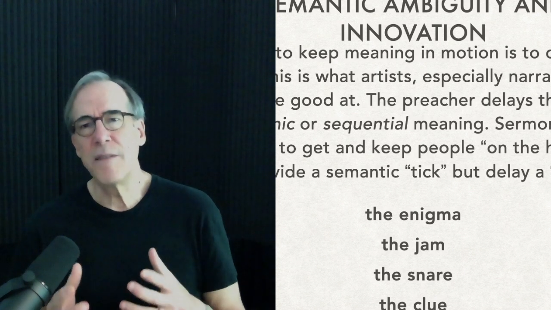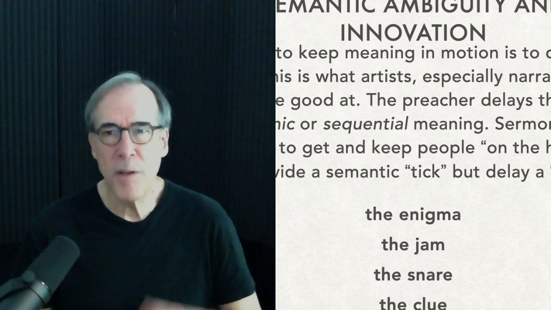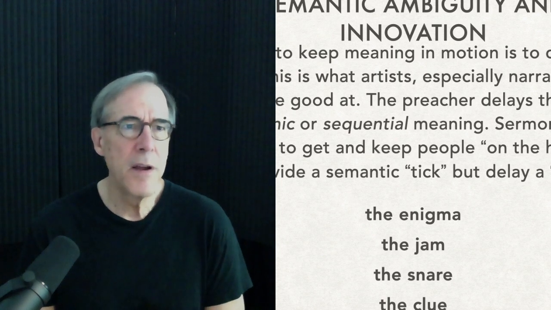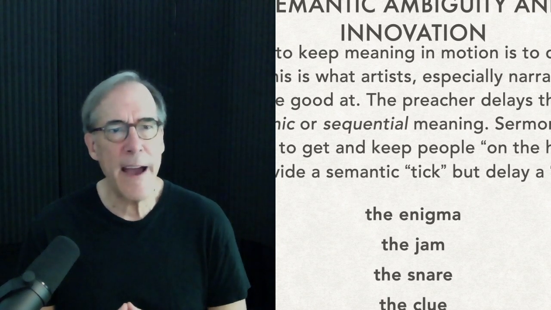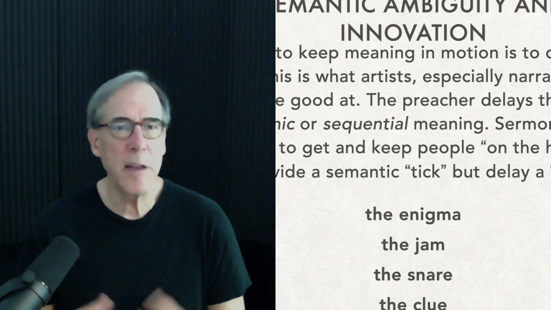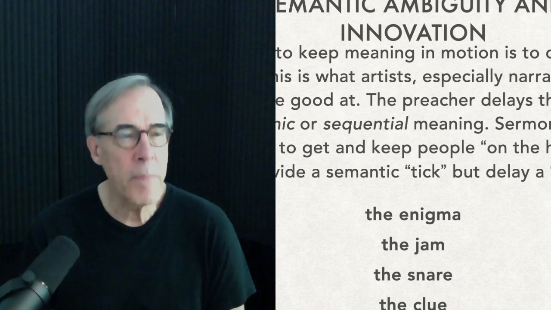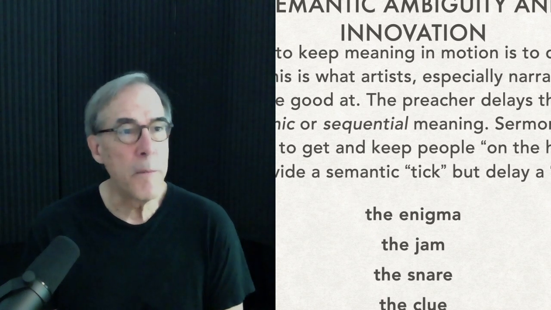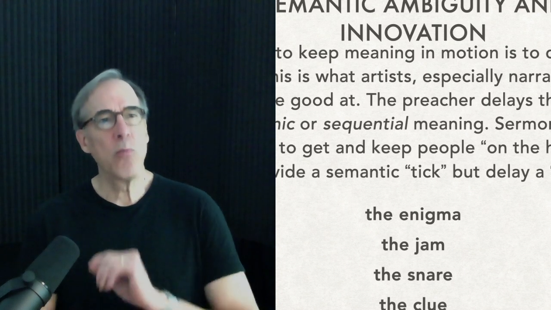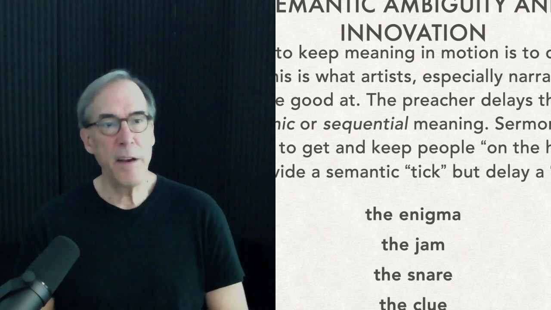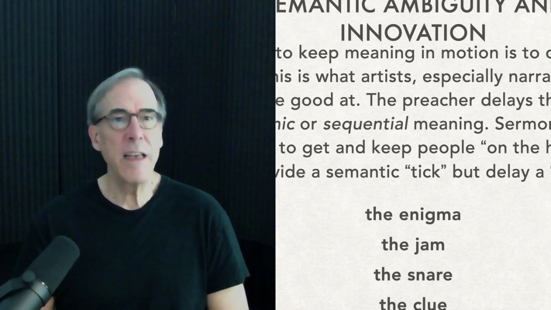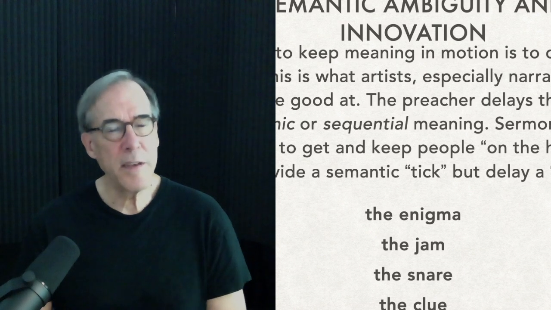Something is wrong that needs fixing, or something is out of balance that needs restoration to balance, or something is missing that needs to be found, or something is confusing and needs to be clarified, and so on. The enigma. The second one of these elements, or tropes, if you will, is the jam. A jam, according to Roland Barthes, is the deepening of an enigma. So we have an enigma, and then it gets worse. We take it a step further.